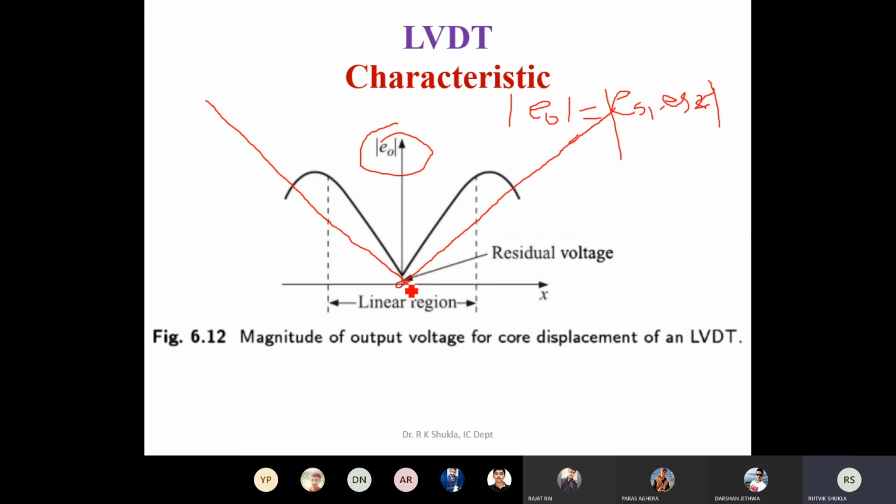It means this is your null position. From the null position, whenever it goes on one side, your output keeps on increasing. Whenever it goes on the other side, your output keeps on increasing, but on the other side, so that from this you can identify whether your direction is on the right side or on the left side. That is what you can judge.